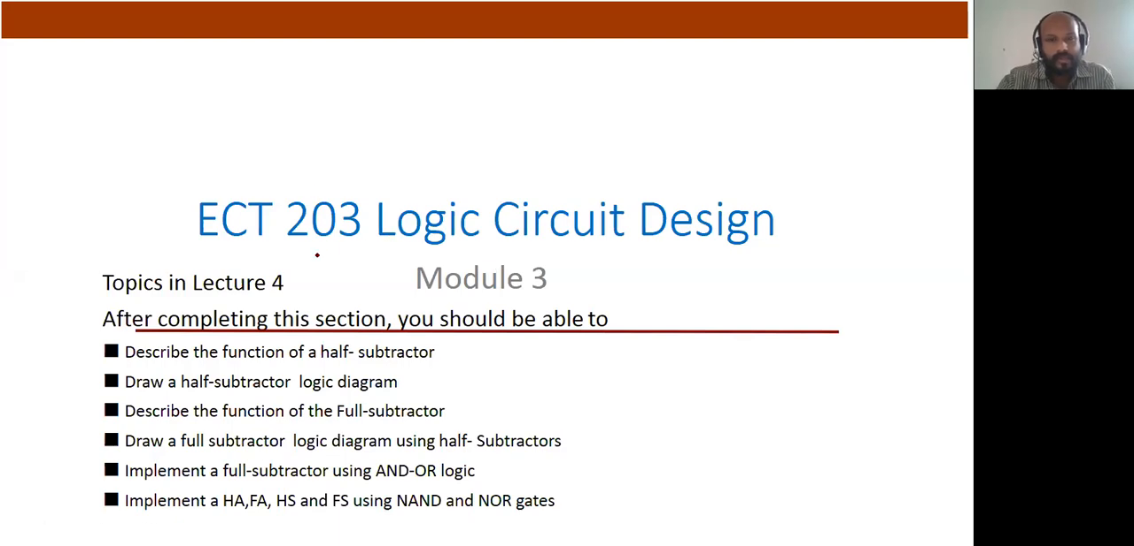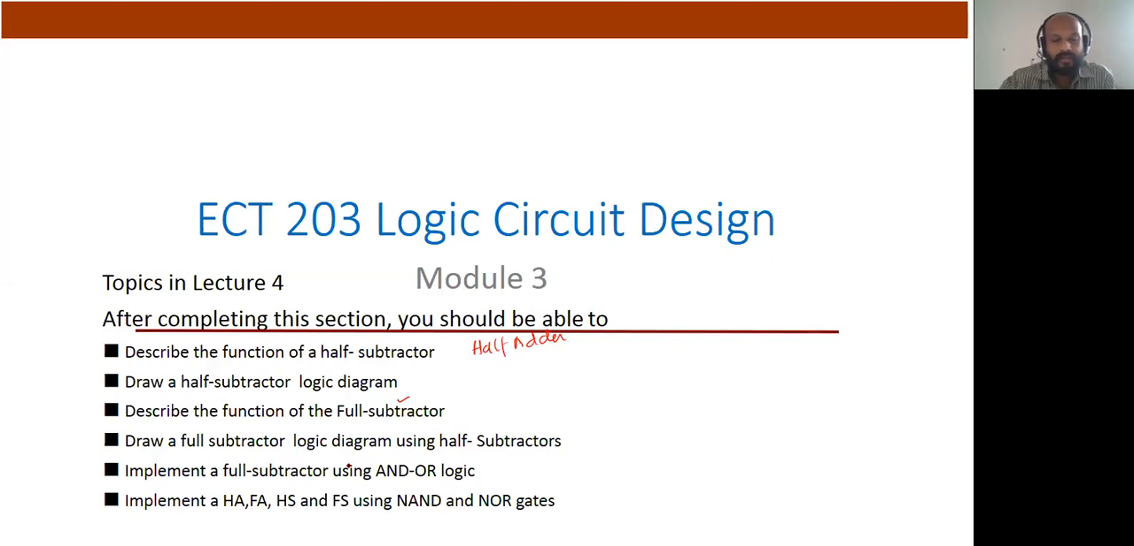Now we'll discuss the half subtractor circuit. It's lecture 4 in module 3, and in lecture 3 we already discussed the half adder circuit and the full adder. Now we'll discuss the half subtractor and the circuit of this half subtractor, the full subtractor circuit, and its working.